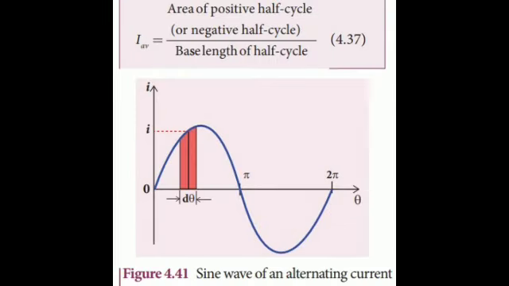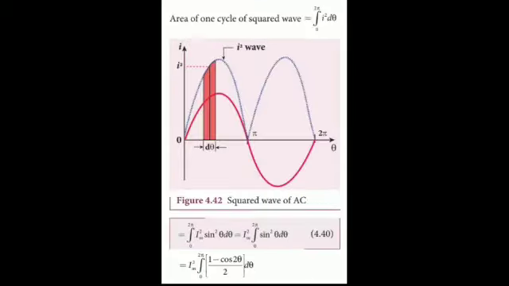Mean or average value of alternating current. The average value of alternating current is defined as the average of all values of current over a positive half cycle or negative half cycle. This graph shows the sine wave of an alternating current.